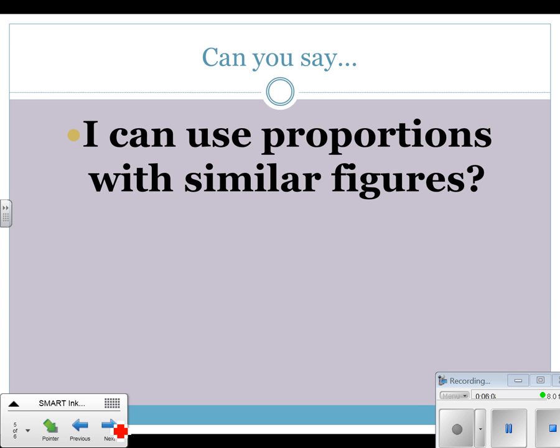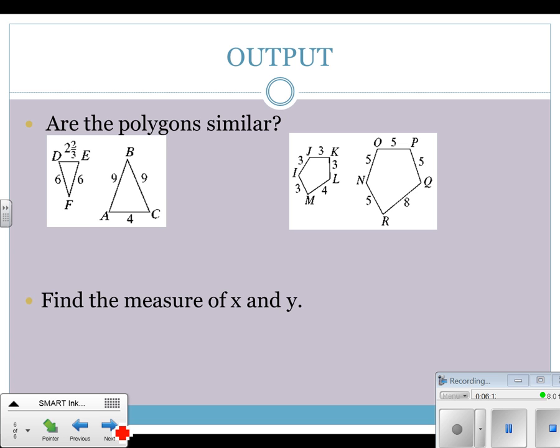Can you say I can use proportions with similar figures? Here's your output. In the first two images here, I want you to tell me if these polygons are similar, yes or no, and why. So show your work.